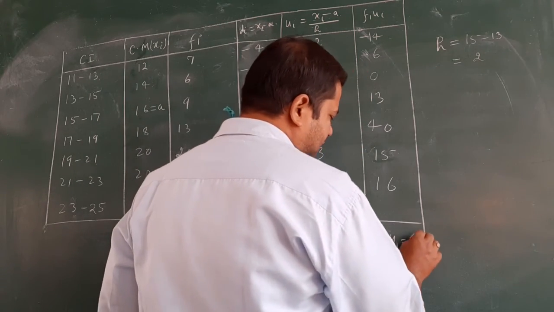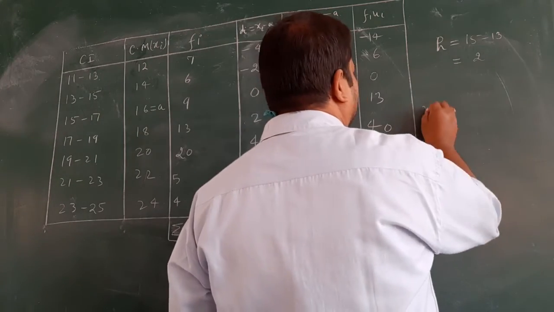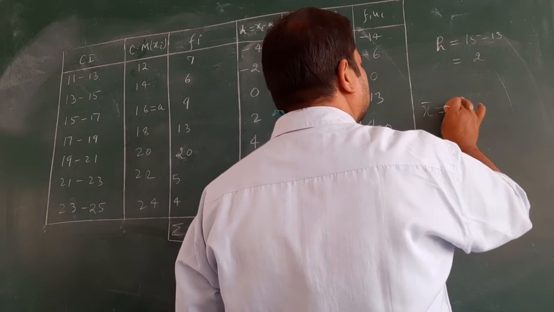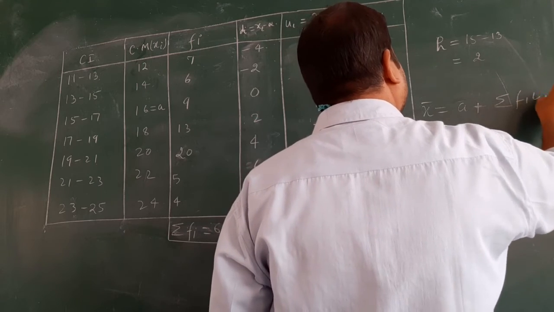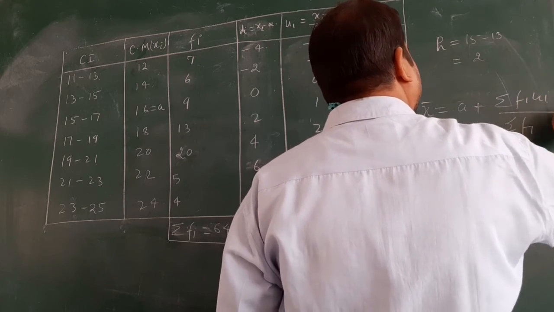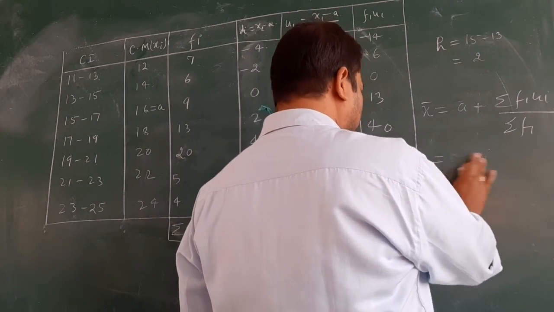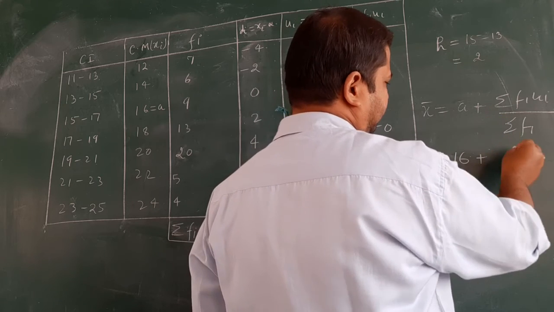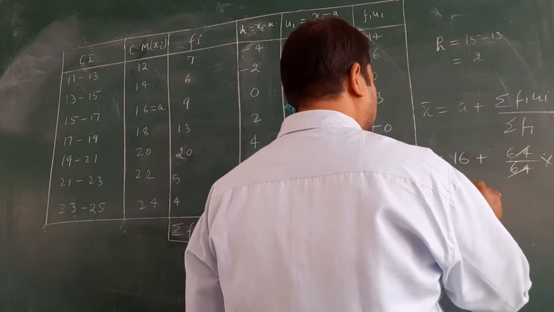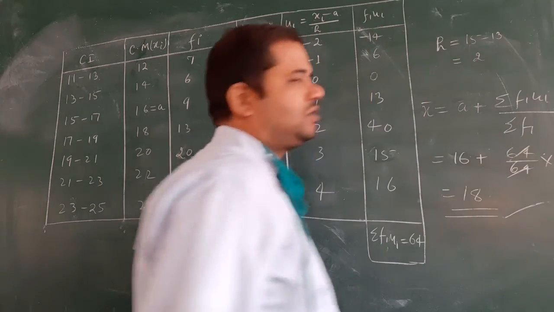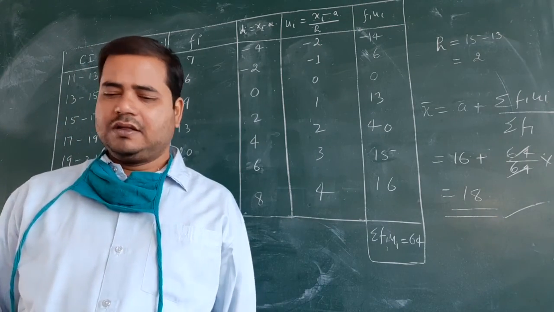Sigma of fi is 64. Now put the values in the formula: x bar is a plus sigma of fi ui divided by sigma of fi, into h also. So the next one is a, that is 16, plus something over 64, into h. So this is the method known as the step deviation method.